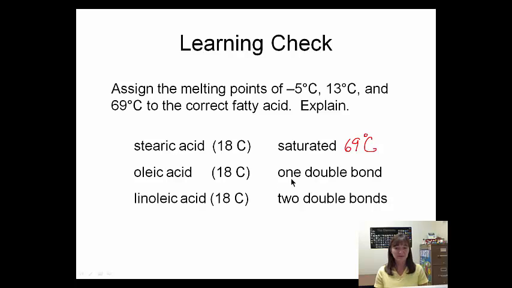Here, the difference between my next two is I've got one double bond versus two double bonds. The more double bonds you get, the more kinks you have, and the less interaction you're going to have. So the one with the two double bonds is going to have the lowest melting point at -5 degrees Celsius, and then the one with one double bond will have that intermediate melting point.